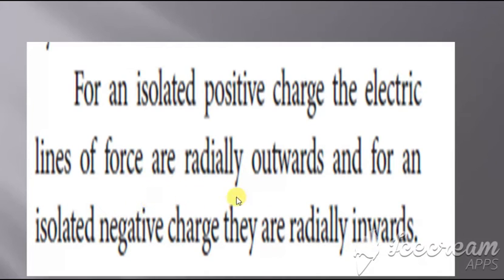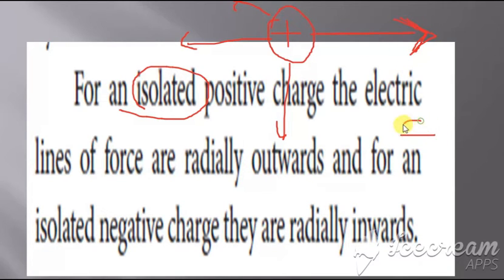Next, when you are considering an isolated positive charge, the electric lines of force are radially outwards, and for a negative charge they are radially towards, that is inwards. So what is meant by isolated is a separate charge. For a separate positive charge, the lines are outwards because the charge always moves from positive to negative. So charge always moves from what? Positive to negative. So from positive it is moving to negative, therefore it will be pointing outward.